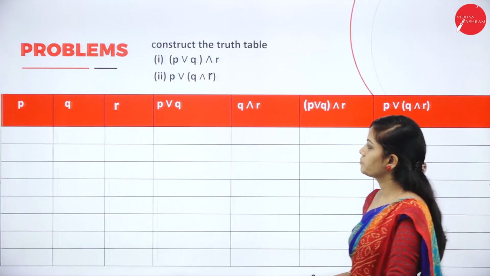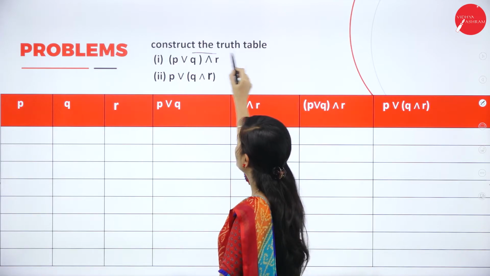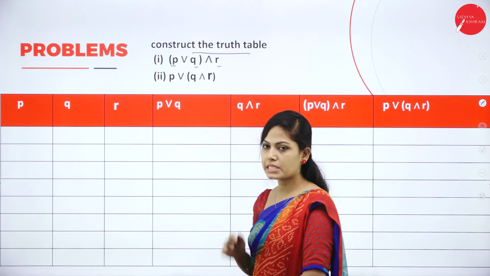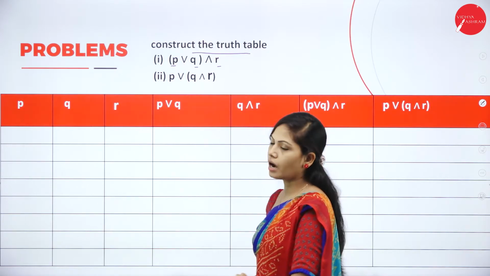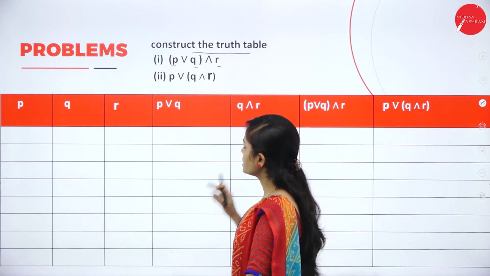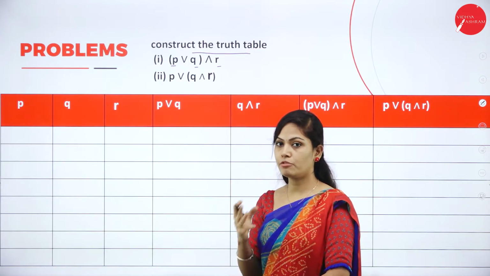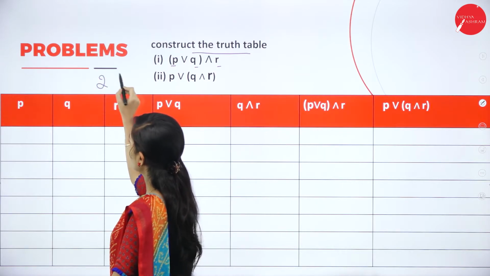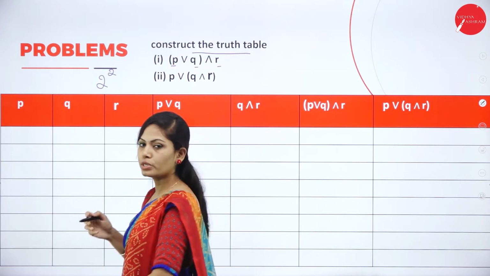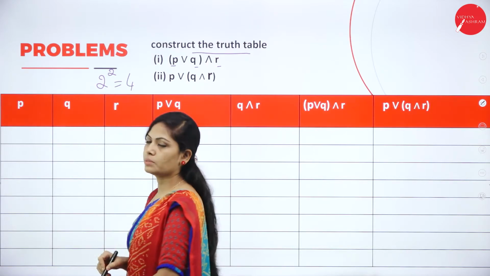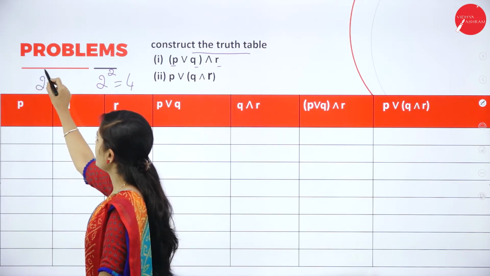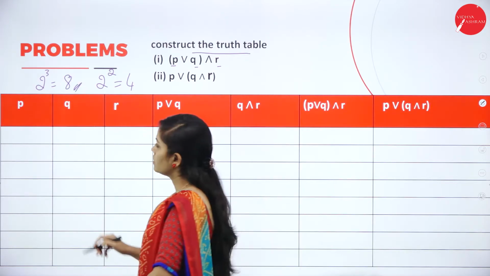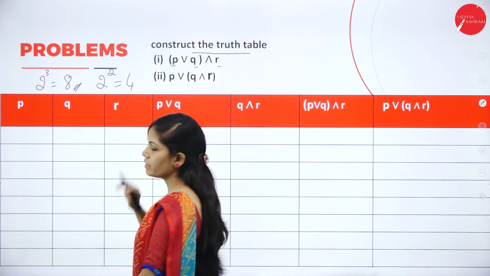So next problem, here we have to construct the truth table for a given statement. We have three statements here, P, Q and R. If you get three statements, how do you construct the truth table? Already I discussed in my previous session, if you get two statements, 2 power 2 is equal to 4 possibilities. If you get 3 statements, 2 power 3 is equal to 8 possibilities. So here I have P, Q and R.